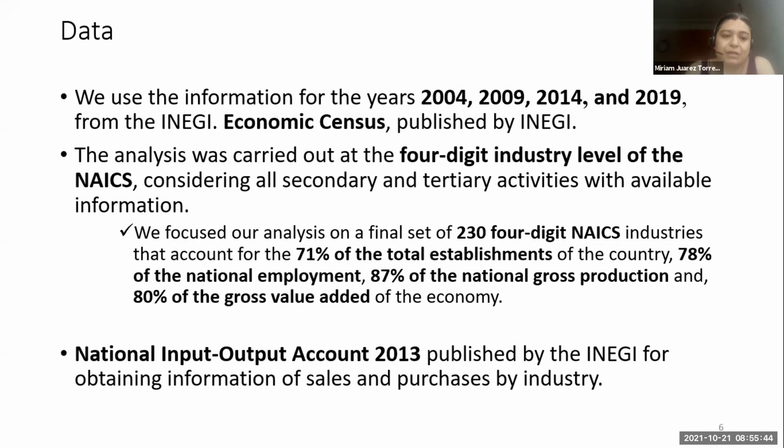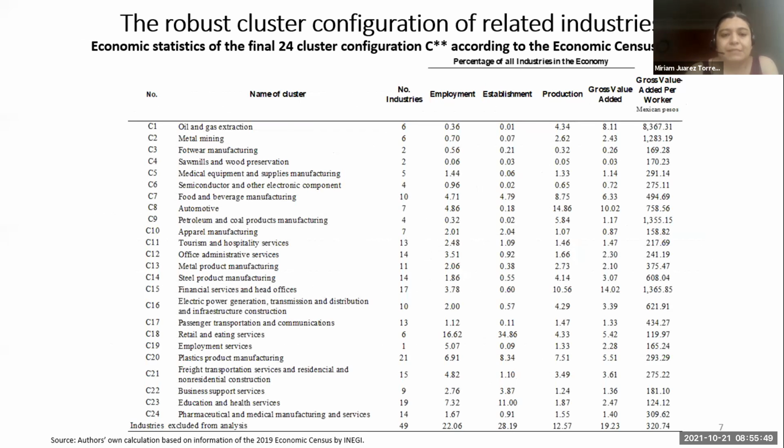And this statistic concentrates the information of sales and purchases by industry. This is the 24 cluster configuration that we obtain following this methodology. Basically, we have 24 clusters that are very heterogeneous between them. For example, we have this oil extraction cluster that has a huge gross value added per worker. In contrast, we have this one, which is retail and eating services.